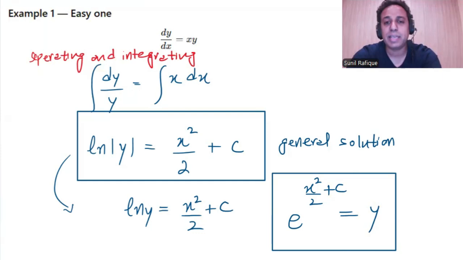For example, I say example, you can add on a point 1, 0. Sorry, this doesn't lie on the curve. 1, 1, let's say, lies on the curve. So you can substitute 1 for y and 1 for x, and you can evaluate the constant.